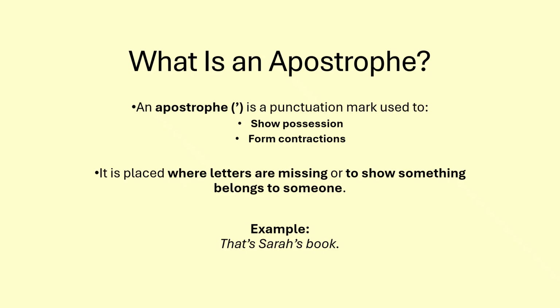So in our example here, we've got two uses of the apostrophe. The first, we've got that's. That's an example of an apostrophe being used to form a contraction. The full form of that would be that is. You can see the I has been taken out of the is, and the apostrophe is showing us where that I would have been. So that is an example of an apostrophe forming a contraction. And the second part of the example there, Sarah's book, we can see that the apostrophe is being used to show possession. So we can see that the book belongs to Sarah.